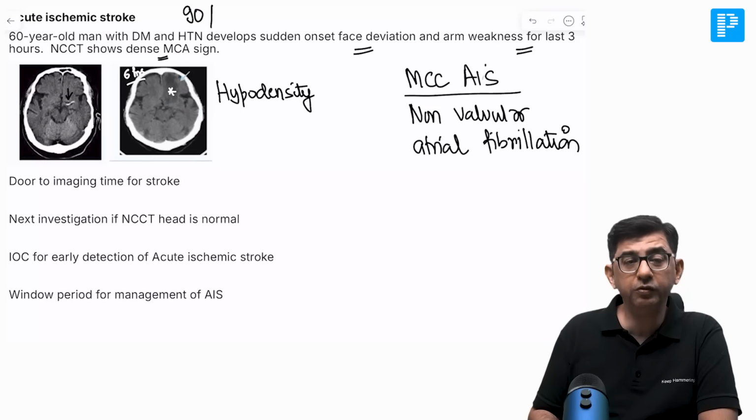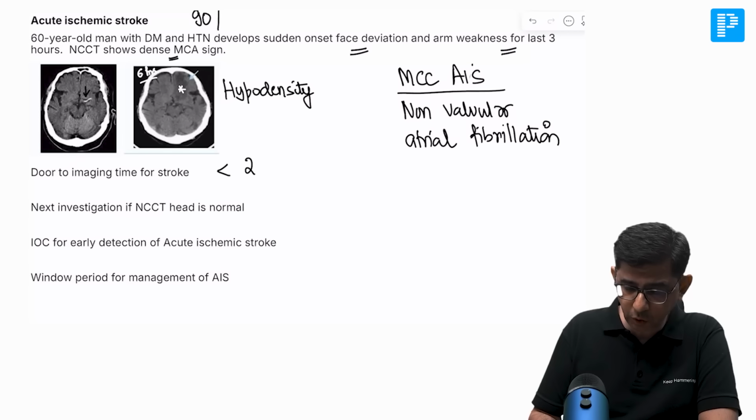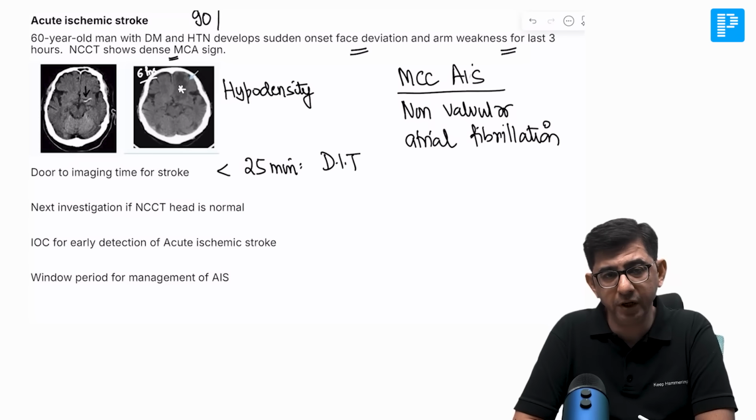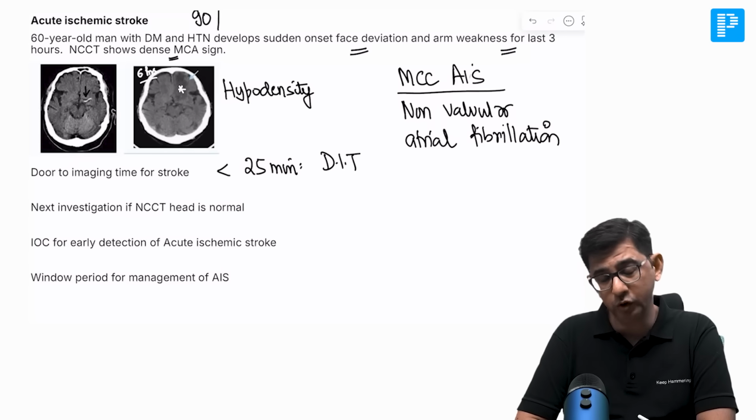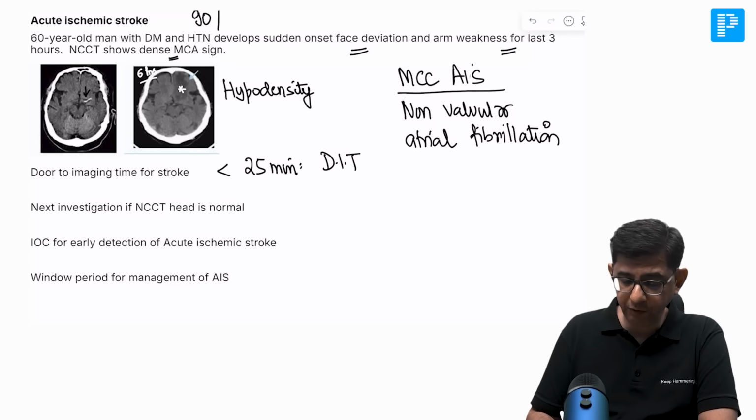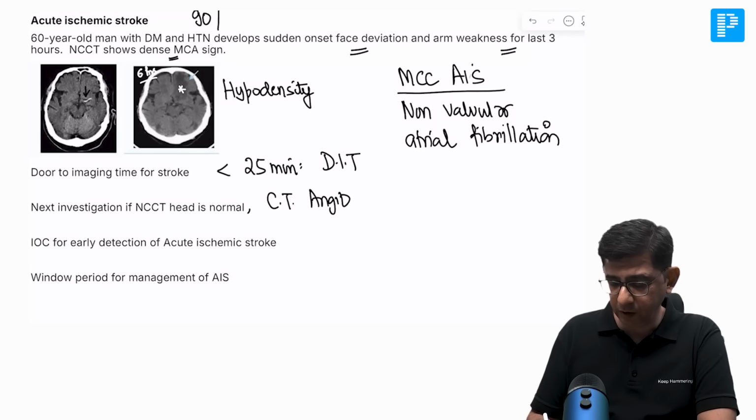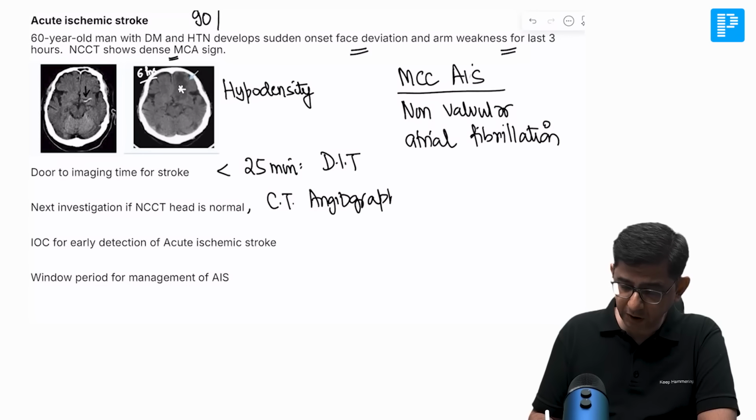What I need to do for this case of acute ischemic stroke is a quick neuroimaging. The door to imaging time should be kept under 25 minutes. DIT means door to imaging time should be kept under 25 minutes. If the CT scan is normal, then the relatives will obviously trouble me, sir, how are you sure that my dad is having a stroke? Because features are matching, but the person's query is a very genuine one, that how are you sure?